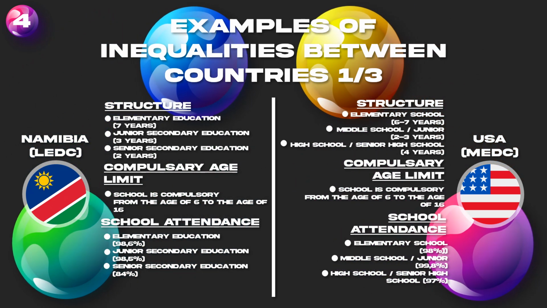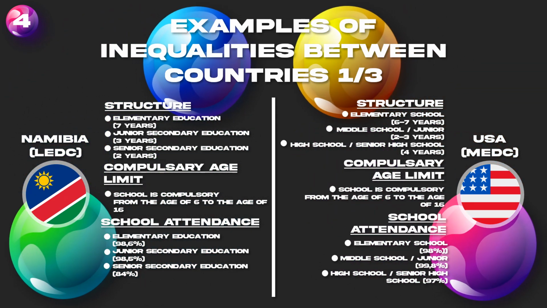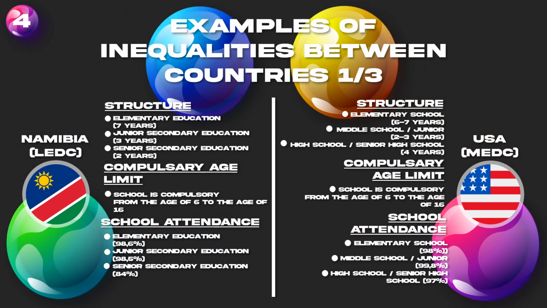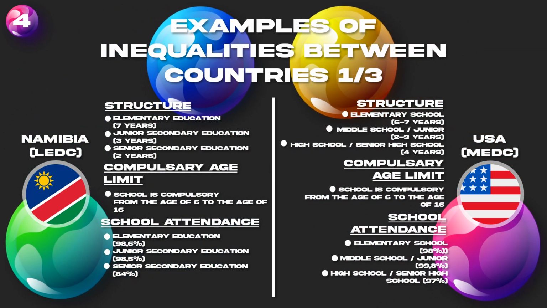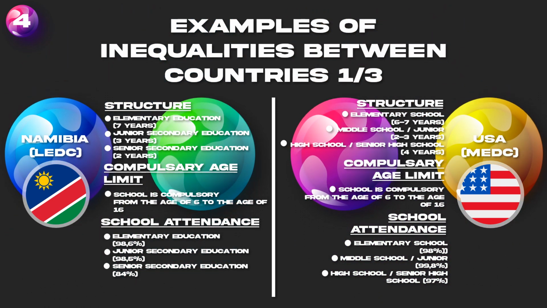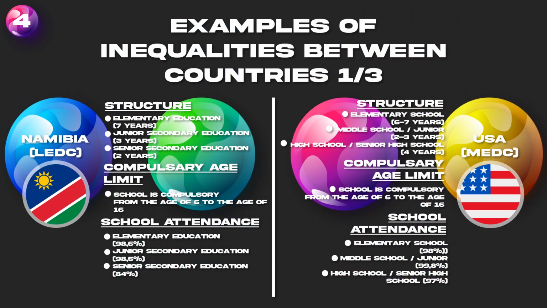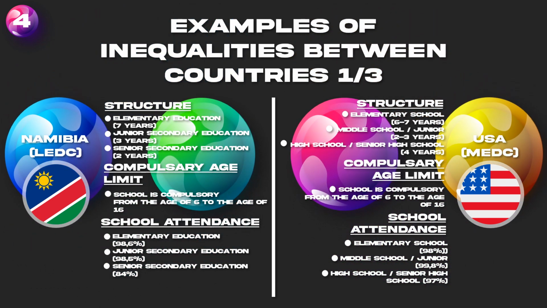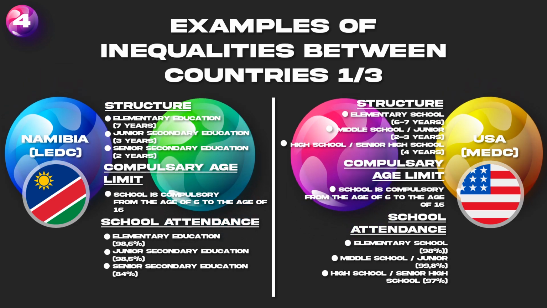For this last part on inequalities in education, we'll look into inequalities in our contemporary world, with inequalities between countries, inside the country itself, and between private and public school. We'll start with a comparison between Namibia, an LEDC, and USA, a strong MEDC. We'll compare structure, compulsory age limit, and school attendance.